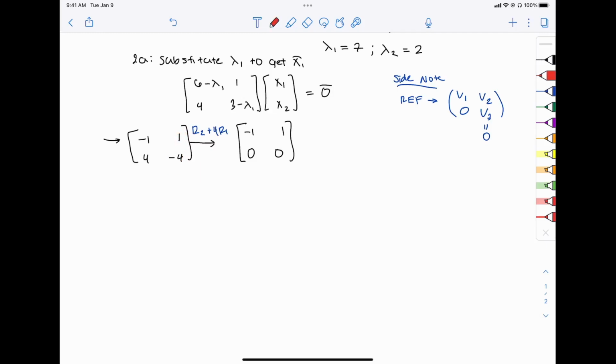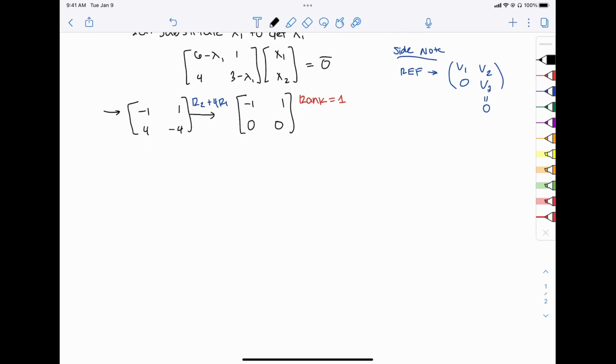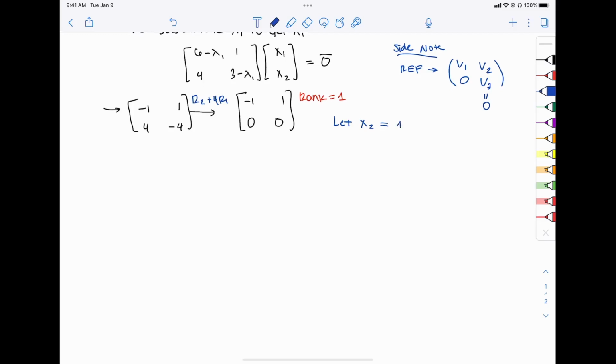So that means that we have a rank equal to 1. So what that means is that we can take our x2, we can say we let x2 be equal to anything you want. It's a free variable. Whenever you have zeros on the bottom here, just let it be equal to anything you want. And I always like to choose 1 because 1's an easy number, and it works in your eigenvectors, so no problem there.